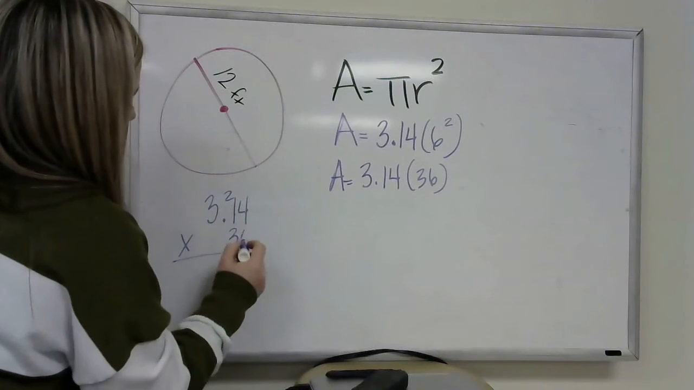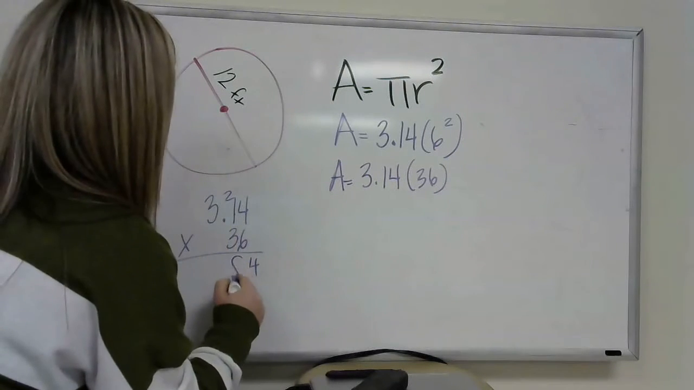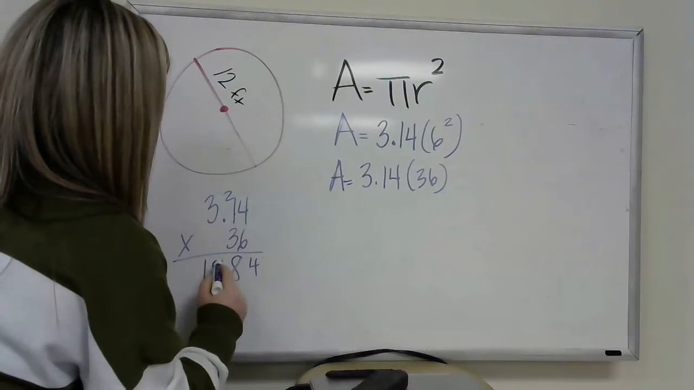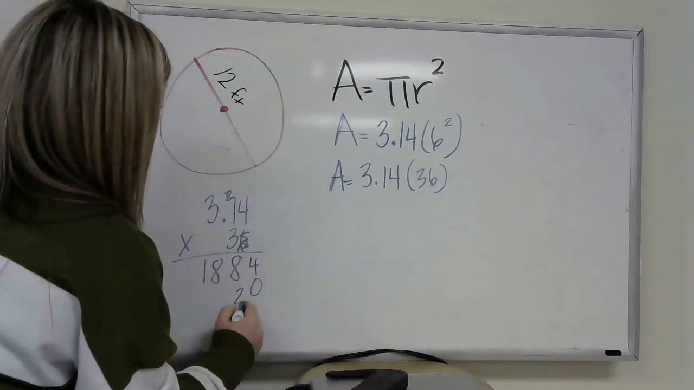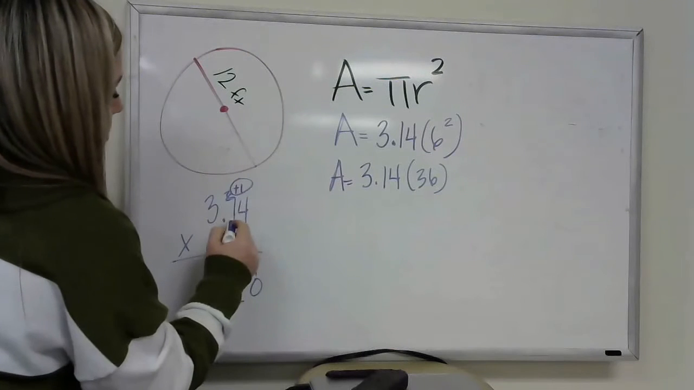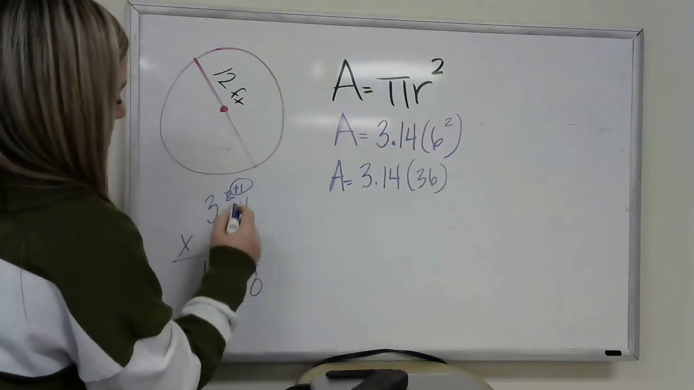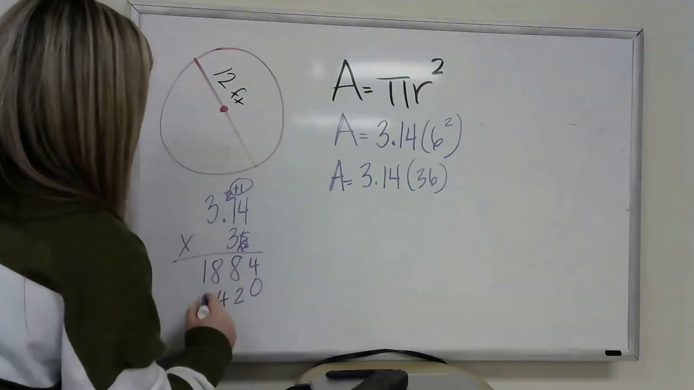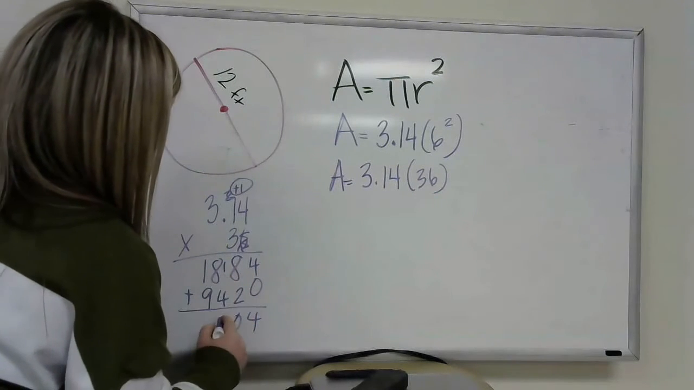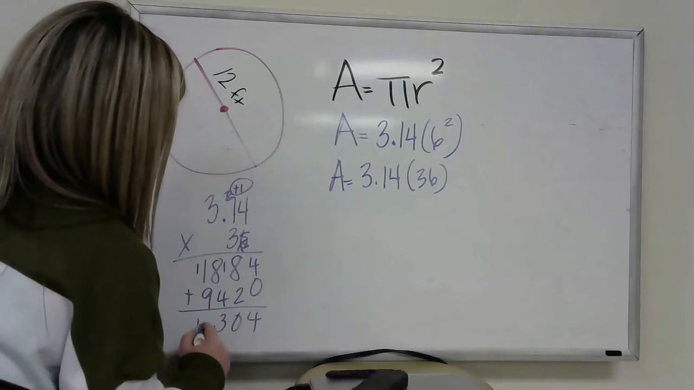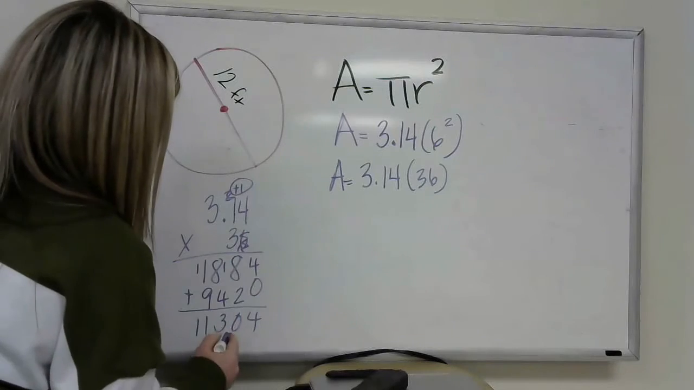All right, 4 times 6 is 24. Carry my 2. 1 times 6 is 6 plus 2 is 8. 6 times 3 is 18. Okay, now scratch it. 4 times 3 is 12. The 2 can stay, but the 1 has to go. And 1 times 3 is 3 plus 1 is 4. And 3 times 3 is 9. Okay, 0, 13, 11, and 2.